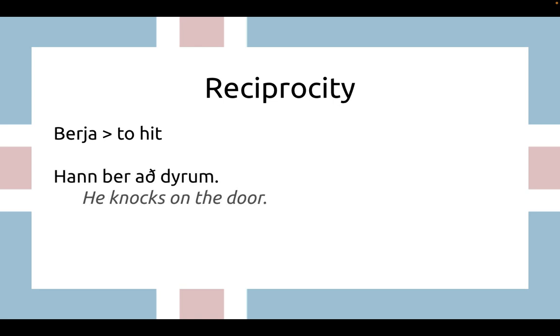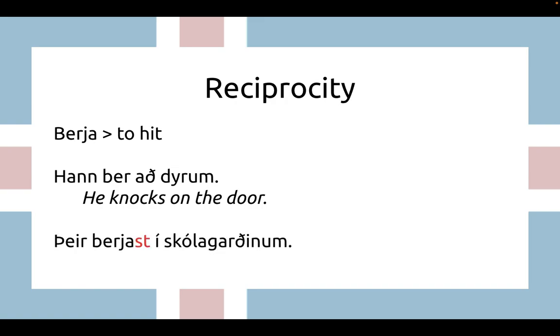All right, let's go to the next meaning, which is reciprocity or reciprocal. This is when two subjects or more are doing the action to each other. So we'll look at an example. Að berja means to hit. And here's an example in the active voice. Hann ber að dyrum. He knocks on the door.